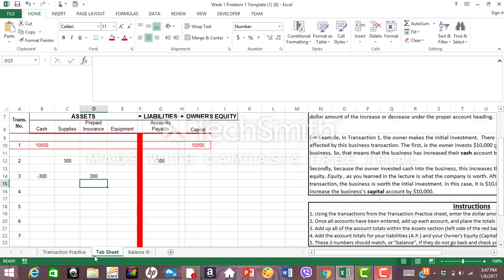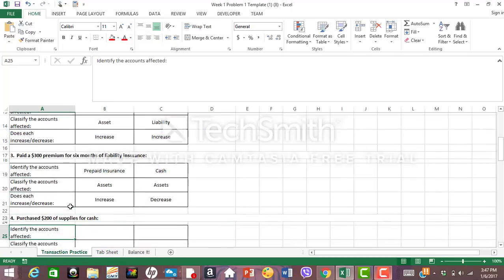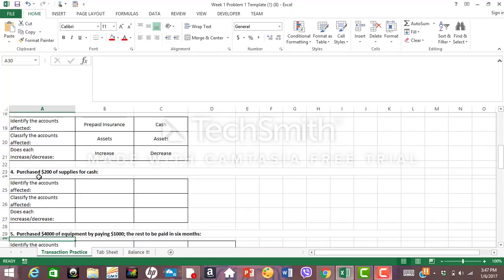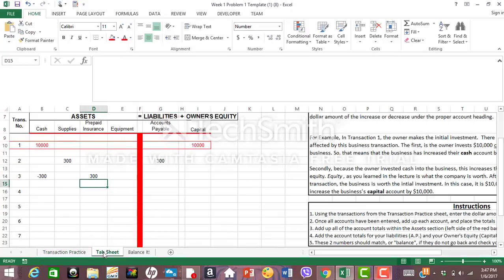All right, let's take a look at the next transaction. Transaction number 4 says purchase $200 of supplies for cash. So we know that supplies is getting affected, which is a part of assets, and obviously it is increasing. And we know cash is getting affected, which is a part of assets, and cash is decreasing. Okay, so we go back to the tab sheet and we say minus 200 for cash, plus 200 for supplies.